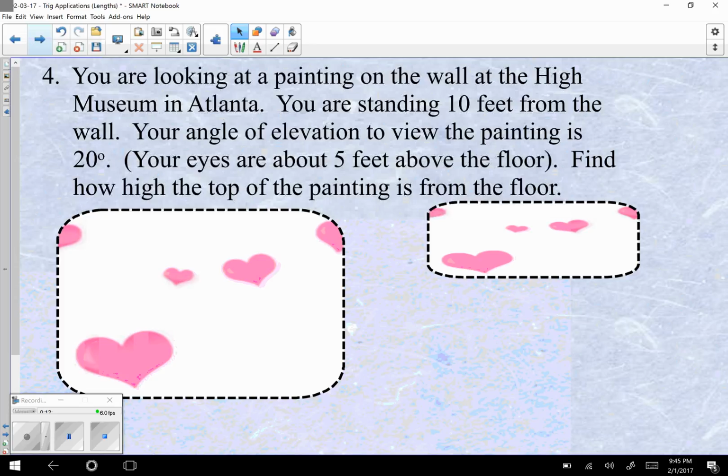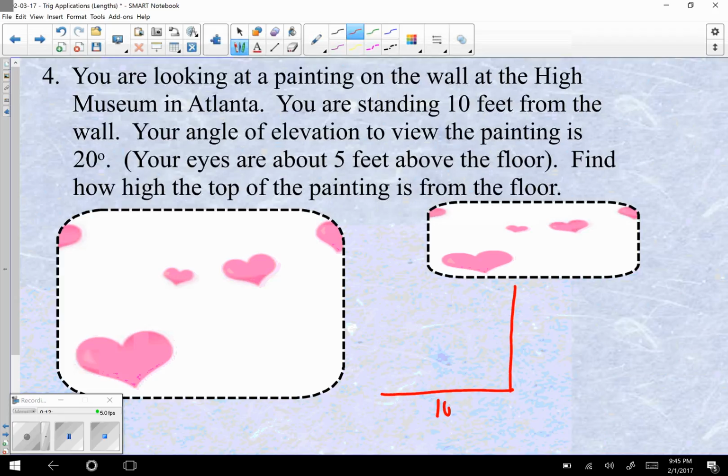Okay, so this one's kind of complicated, so we got to just think for a second. You're looking at a painting on the wall. You're standing 10 feet from the wall, okay? So you know that your distance of where you are is 10 feet from the wall. So I'm going to draw, oh, I got to get my pen. If this is my wall, I know that this distance is a total of 10 feet. Your angle of elevation to view the painting is 20 degrees. So if you're looking from here up, your angle of elevation is 20 degrees.